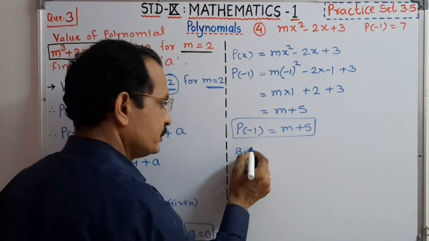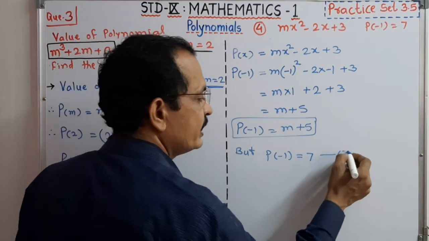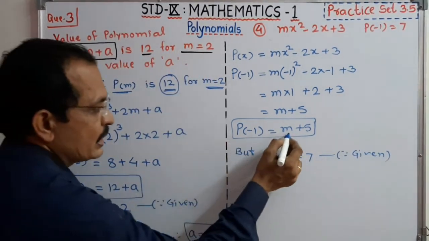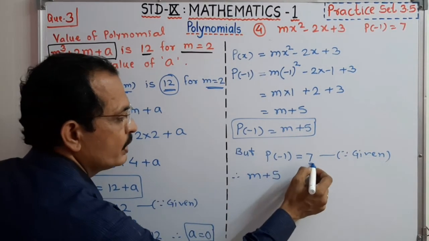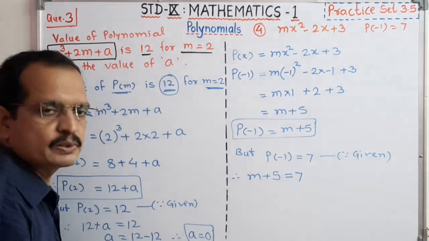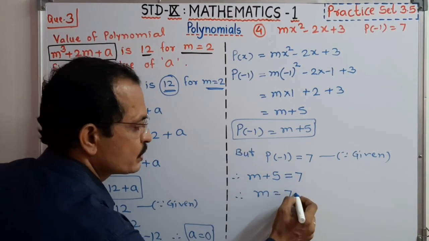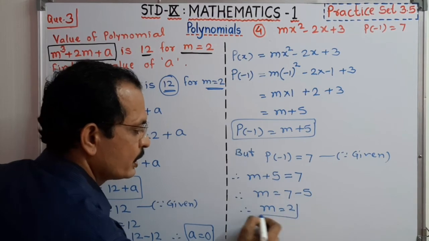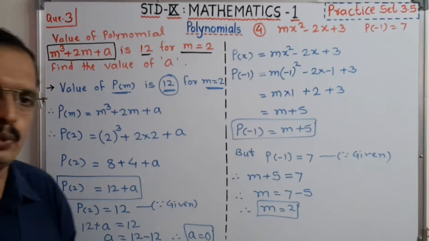But p(minus 1) is equal to 7. Why is this 7? Because this value is given. Therefore m plus 5 and the given value 7 are equal. Therefore we write m plus 5 is equal to 7. Therefore m is equal to, this plus 5 goes on that side, minus 5. Therefore m is equal to 2. Therefore we got the value of m is equal to 2.